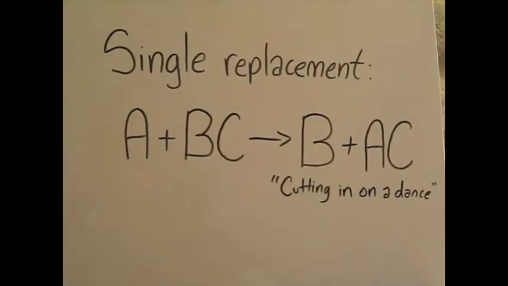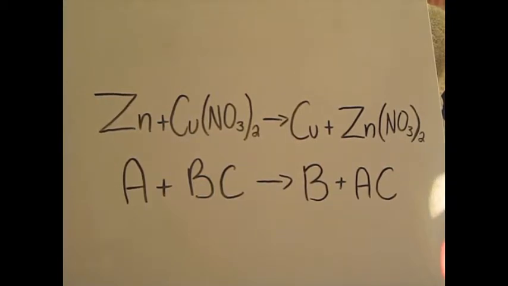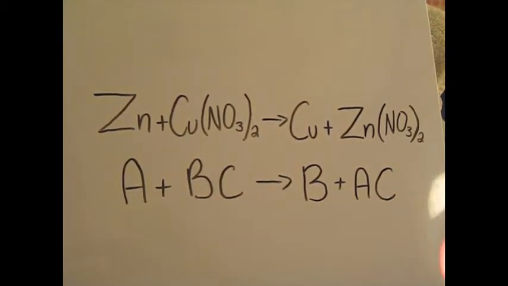Here we have a single replacement reaction, which would be A plus BC yields B plus AC. A real-life example would be like cutting in on a dance. A single replacement reaction is when a single element replaces an element in a compound. Here's a real-life example. Zn plus Cu(NO3)2 yields Cu plus Zn(NO3)2. The Zn is the A, plus BC, which would be Cu(NO3)2, which yields Cu, which would be B, plus Zn, A, NO3, C.